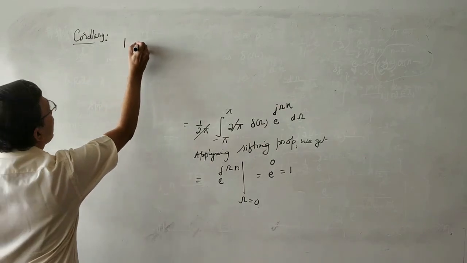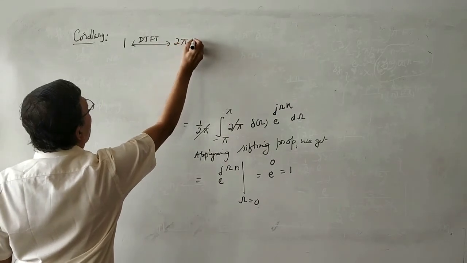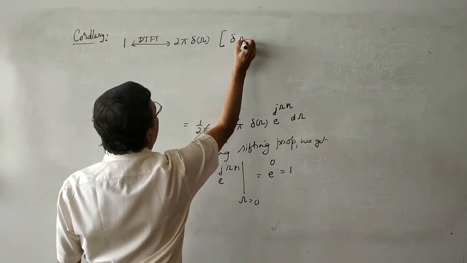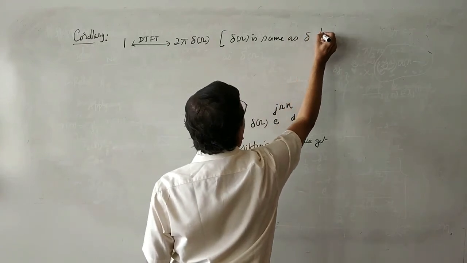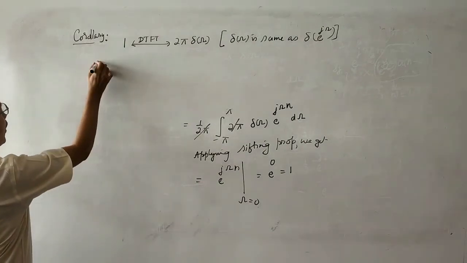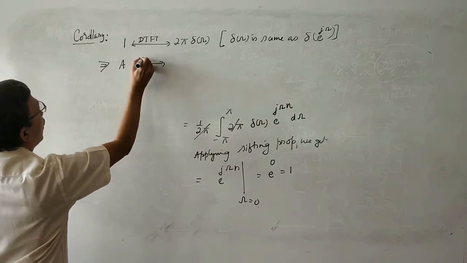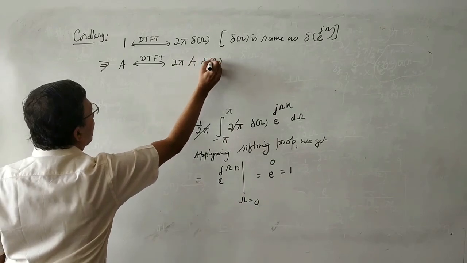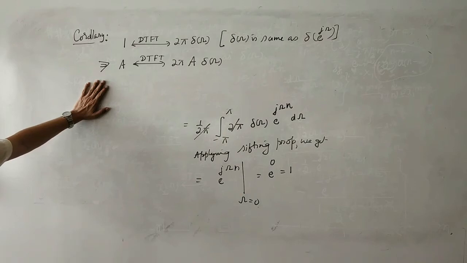One has a discrete time Fourier transform 2 pi into delta of omega. Please note, delta of omega is the same as delta of e power j omega. This implies by linearity property, what is the DTFT of a constant A? DTFT of a constant A is 2 pi times A into delta of omega. Very important corollary. This will be useful for doing problems in DTFT.